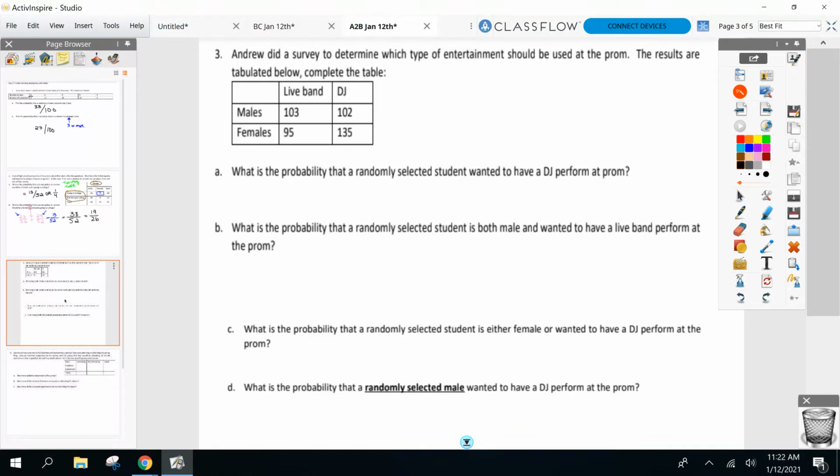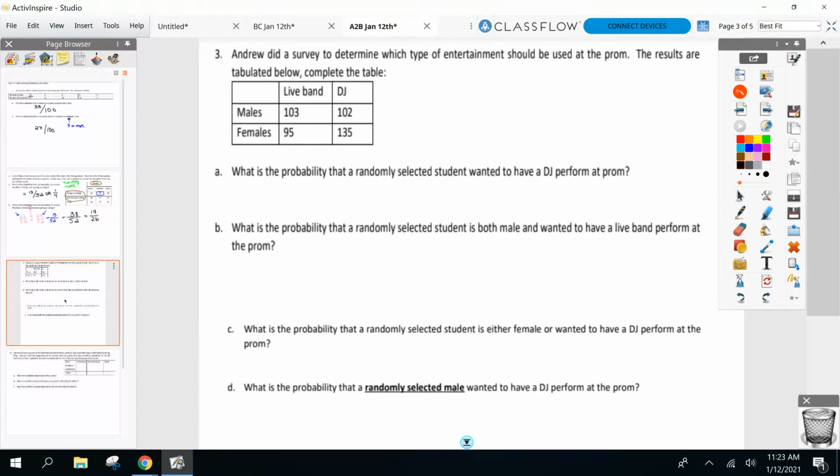The old prom now. Live band or DJ. Which one should we have? Males and females have their opinion. Before I start answering the questions, do you guys see something that's missing from this two-way table that I gave you in the last one? A total. Yeah, I would highly recommend before you answer questions, if your two-way table does not have a total, you put a total there.